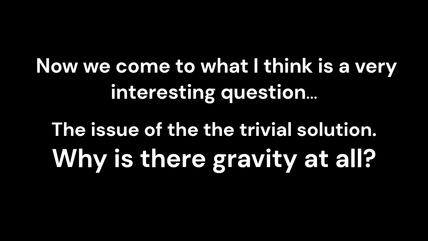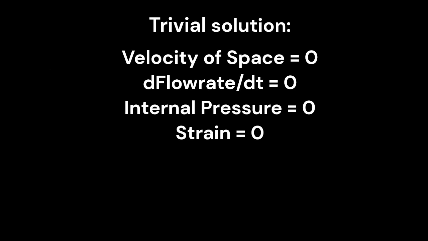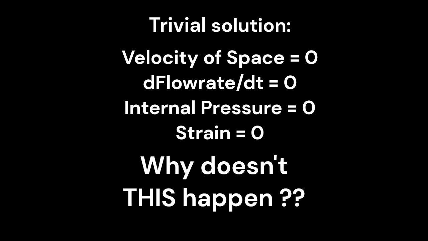Now we come to what I think is a very interesting question, the issue of the trivial solution. Why is there gravity at all? The trivial solution is easy. Velocity of space equals 0, flow rate dt equals 0, internal pressure equals 0, strain equals 0. Why doesn't this happen?